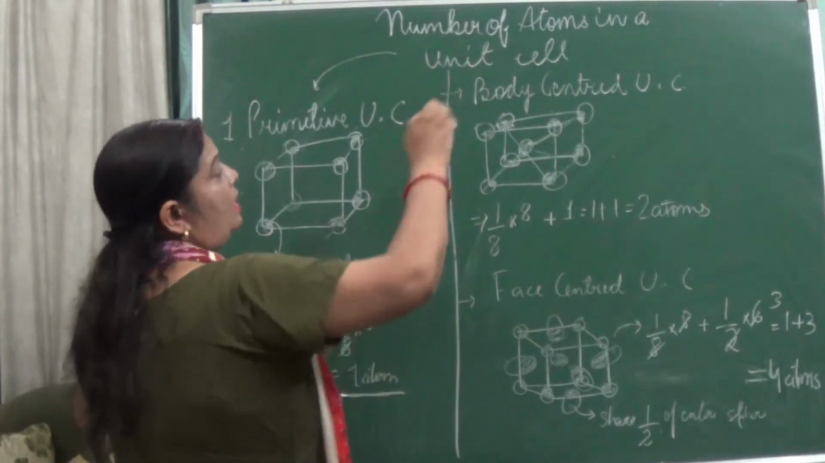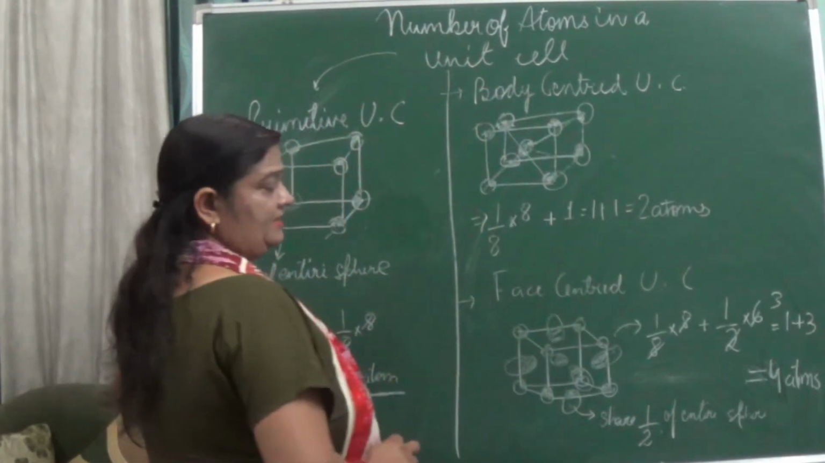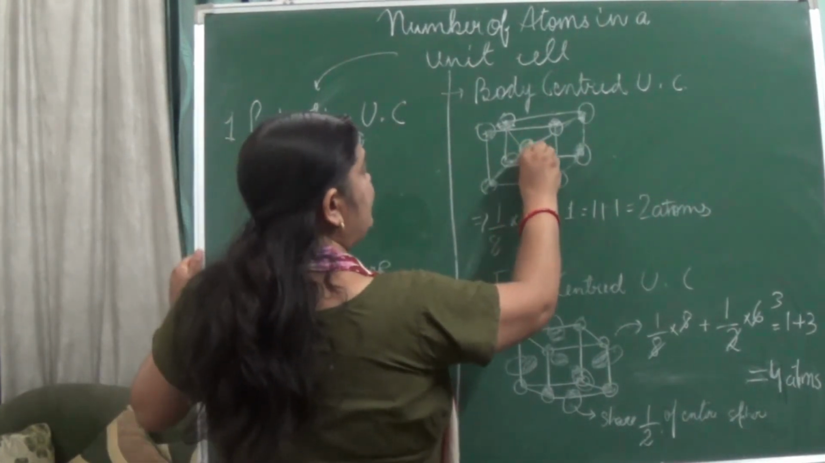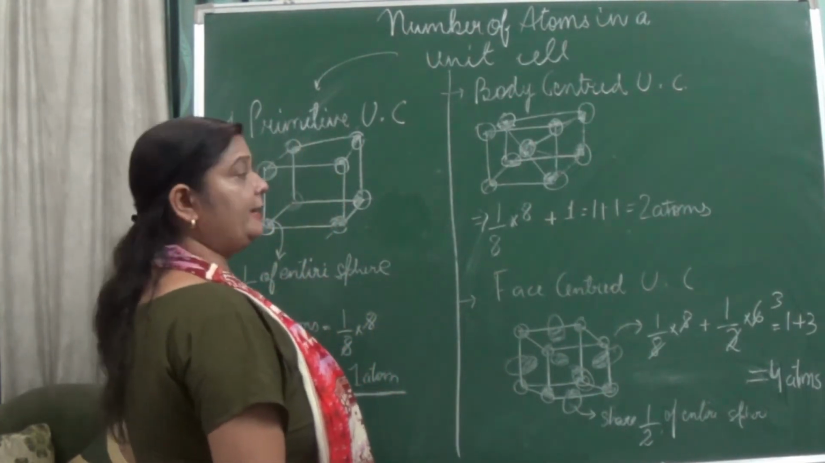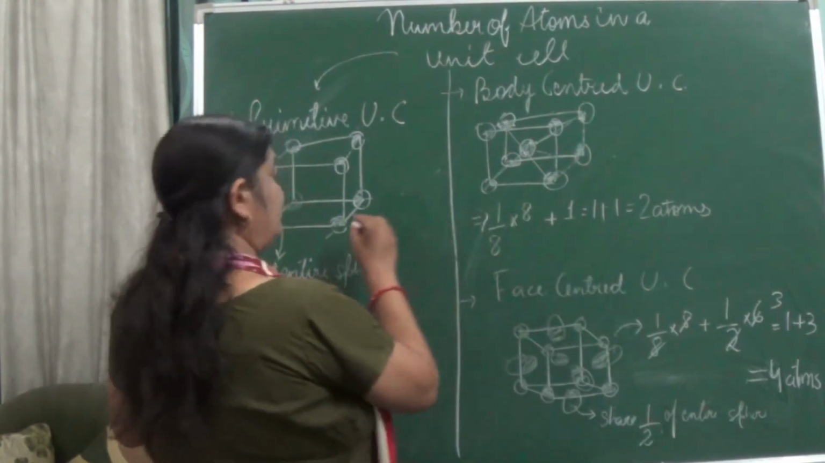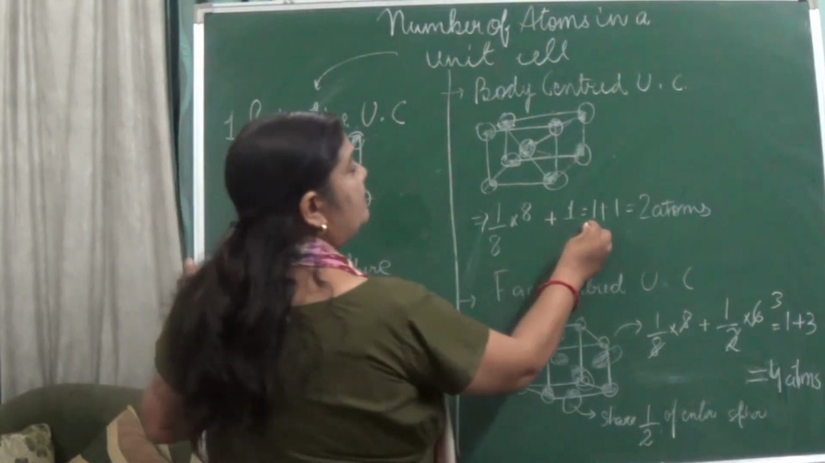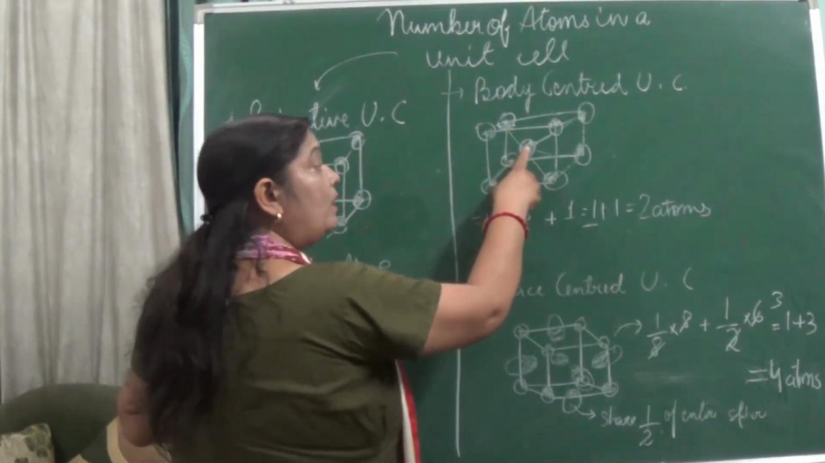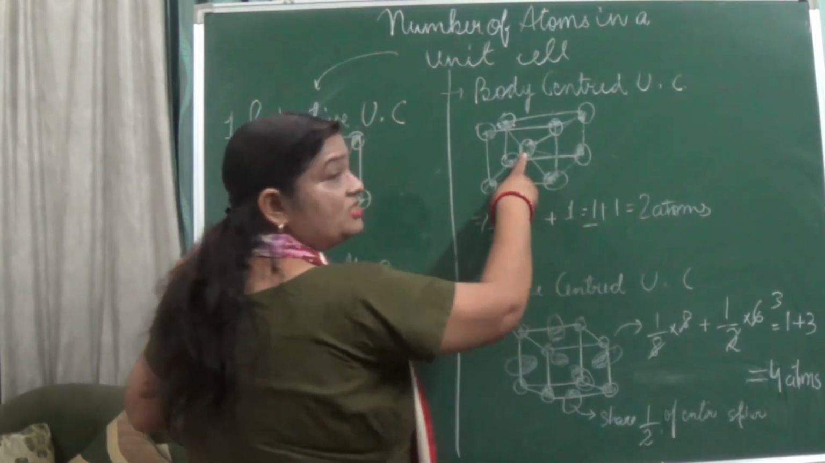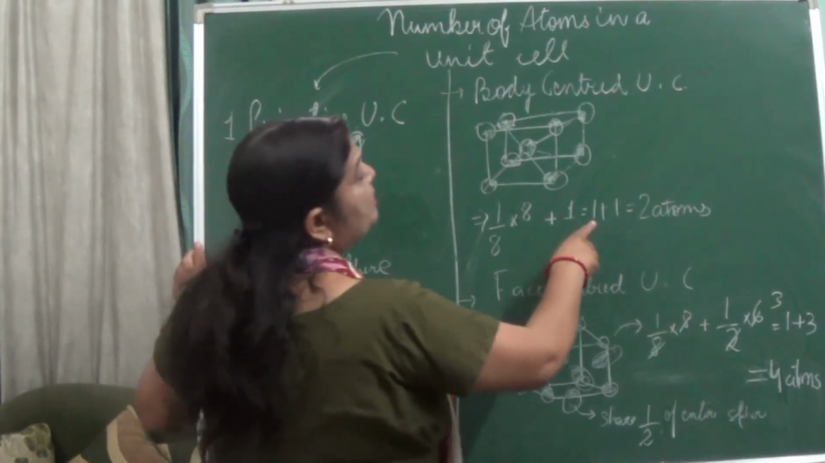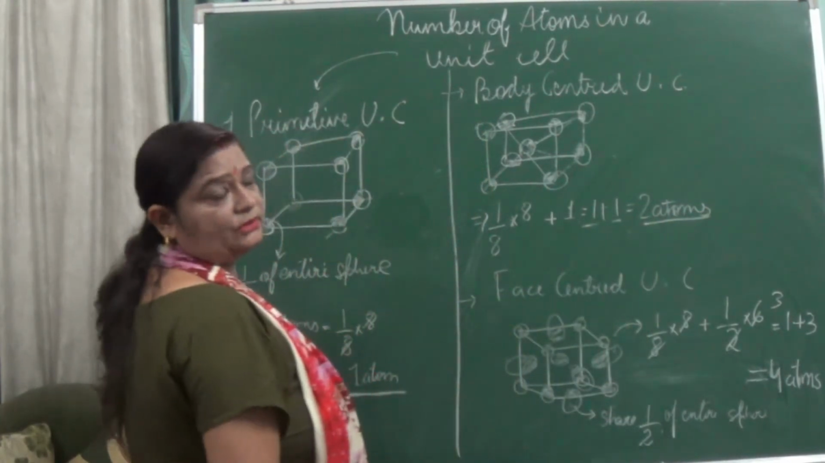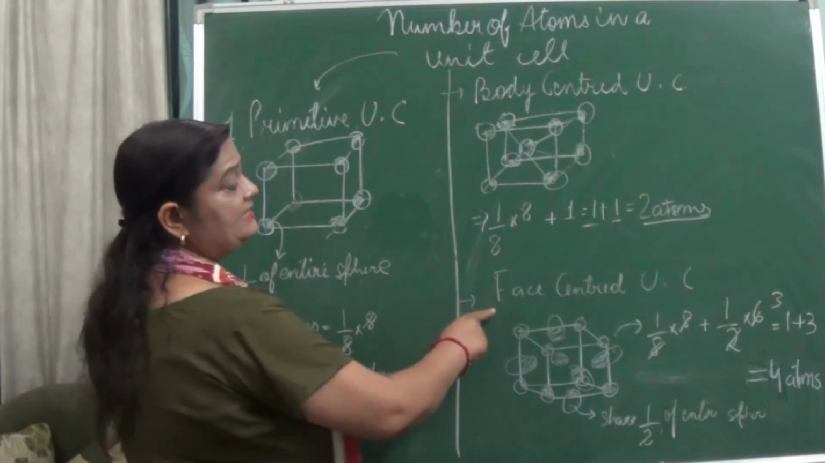Now, coming to the body centered unit cell. In the body centered unit cell, I said to you 1 atom is present at the center. So what happens? For the primitive unit cell you have taken out how many atoms? 1. How? I have explained this already. So 1 for the primitive unit cell, and 1 whole atom is in the body centered unit cell. We will add this because it is not being shared with any other atoms. So 1 plus 1 becomes how many? 2 atoms.